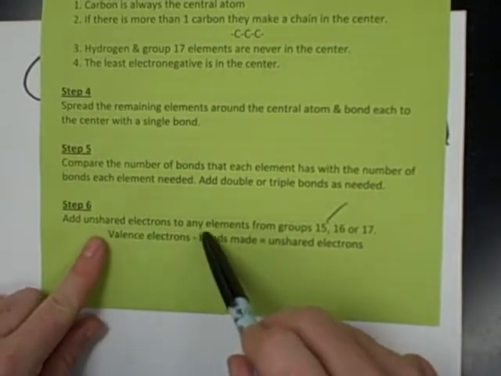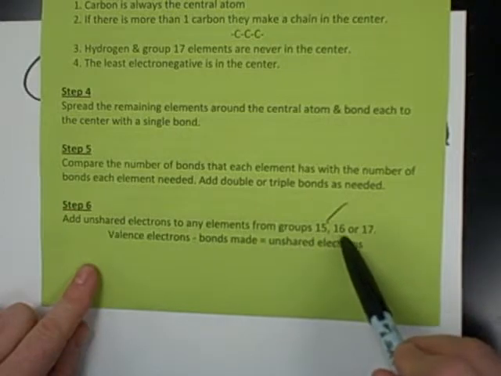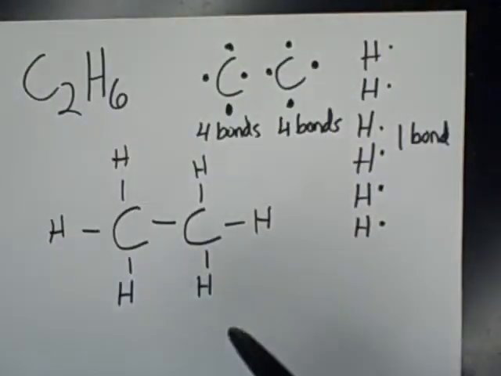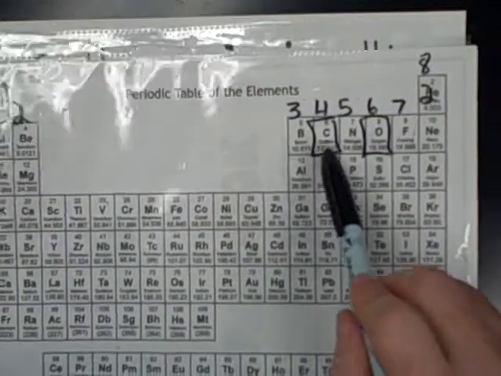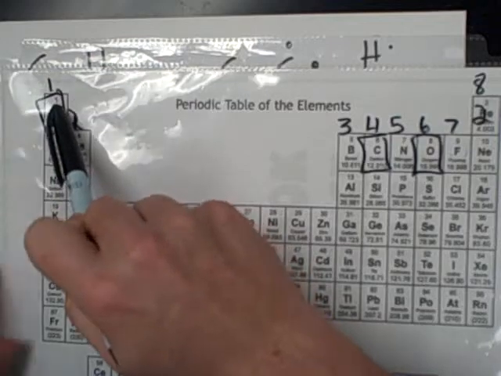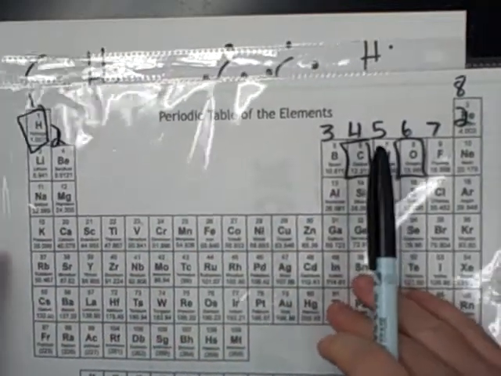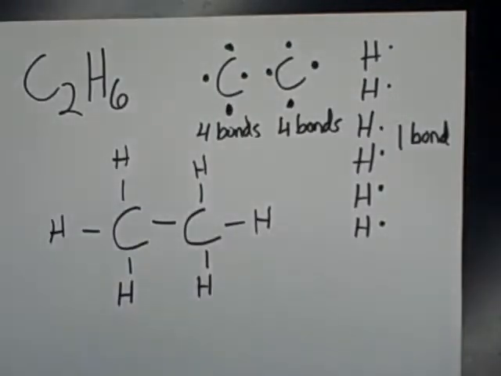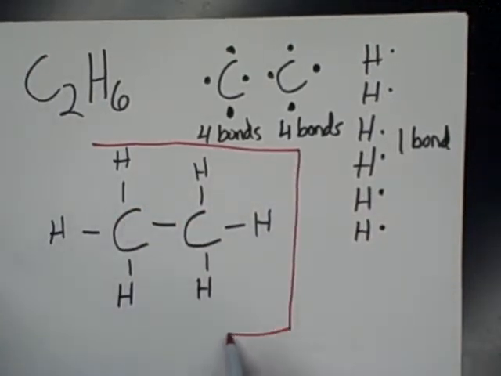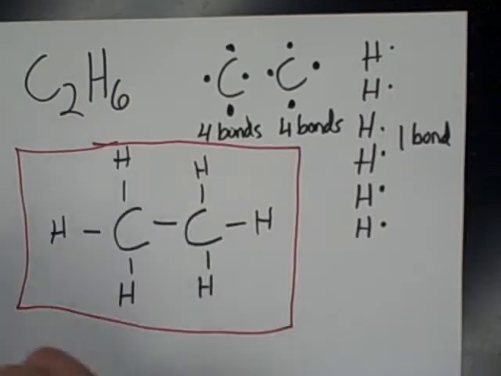Step 6, add unshared electrons to any elements from groups 15, 16, or 17. We already know that carbon is in group 14, so it has no unshared electrons. Hydrogen is in group 1. It has no unshared electrons. So we have a completed Lewis structure that needs no unshared electrons. So we are finished with C2H6.